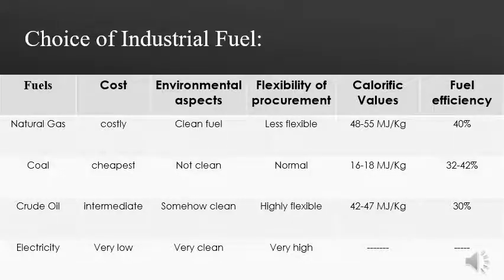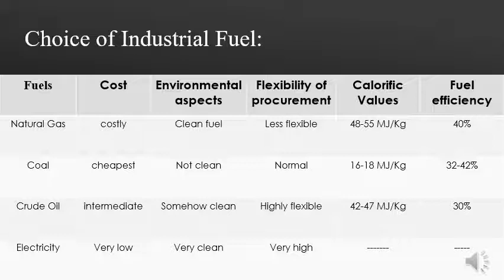Choice of industrial fuel. Here is a table which covers four types of fuels: natural gas, coal, crude oil, and electricity, and the factors which help us to choose that industrial fuel. The factors are cost, environmental aspects, flexibility of procurement, calorific values, and fuel efficiency.